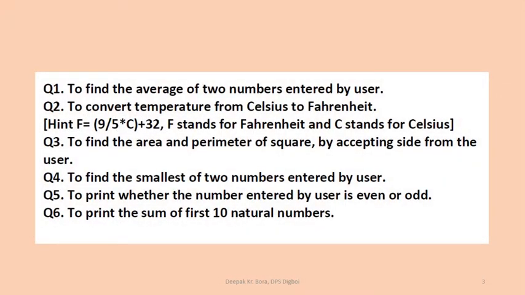The questions are: question 1, to find the average of two numbers entered by user. Question 2, to convert temperature from Celsius to Fahrenheit. Question 3, to find the area and perimeter of a square by accepting side from the user. Question 4, to find the smallest of two numbers entered by user. Question 5, to print whether the number entered by user is even or odd. Question number 6, to print the sum of first 10 natural numbers.